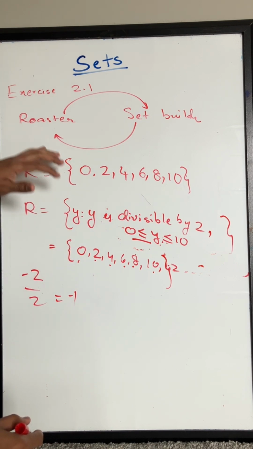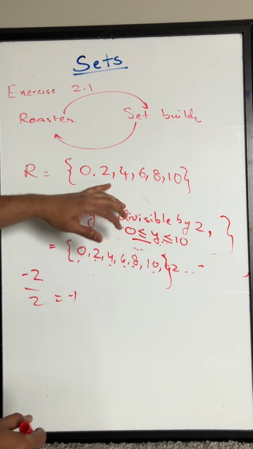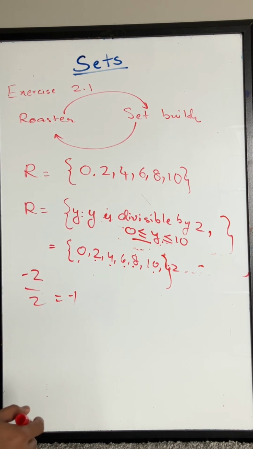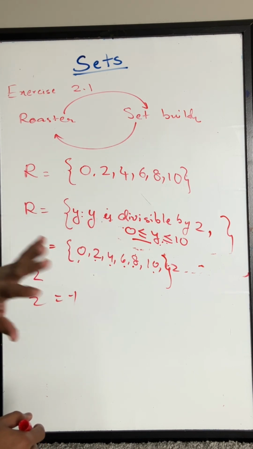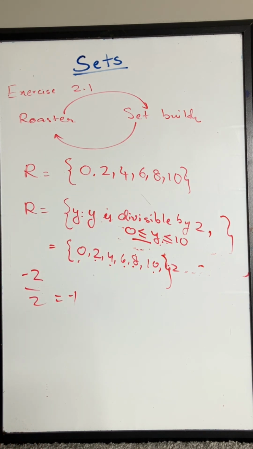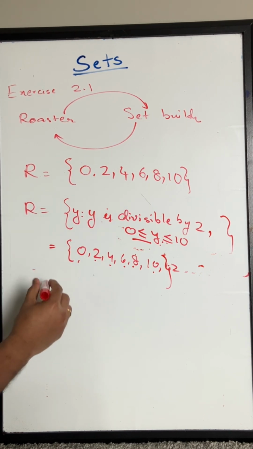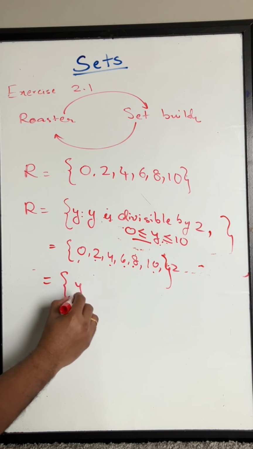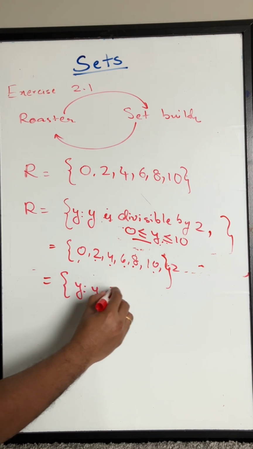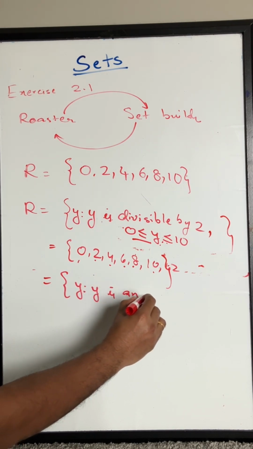Some people say they'll write it in a different way. So is this the only way to write? No, you can write it in a different way. I'll show you. I'll write: Y is an even number.